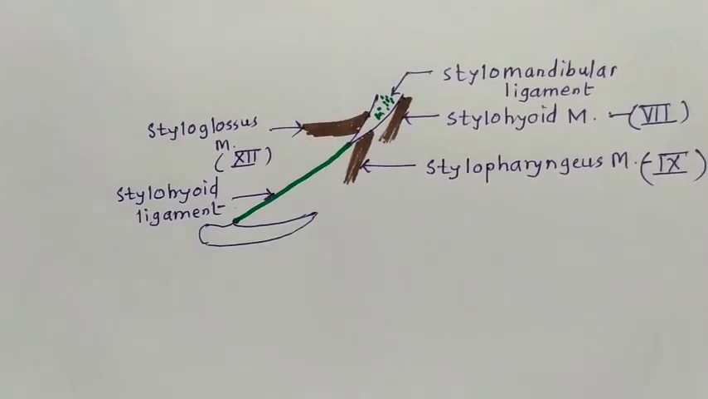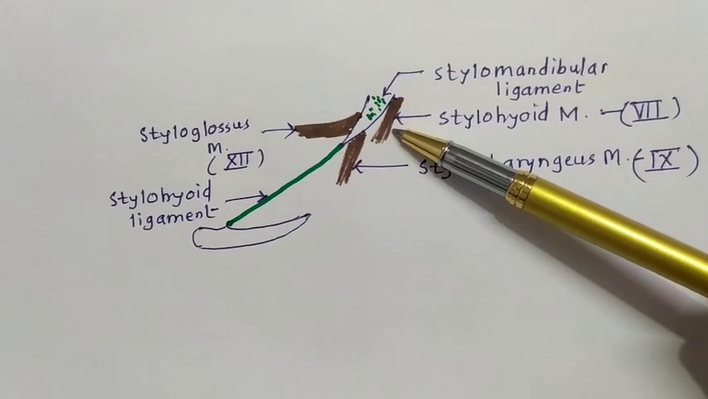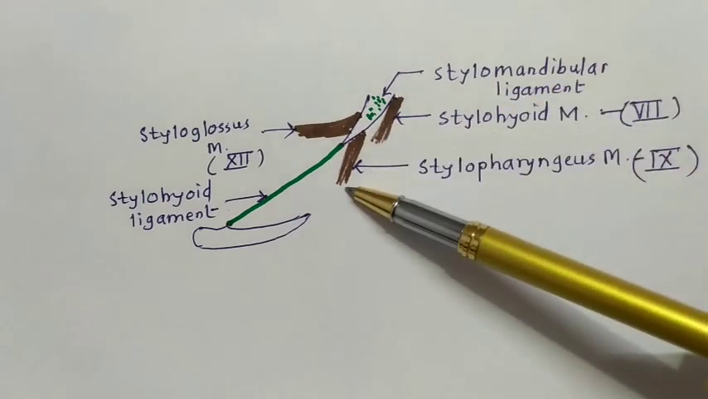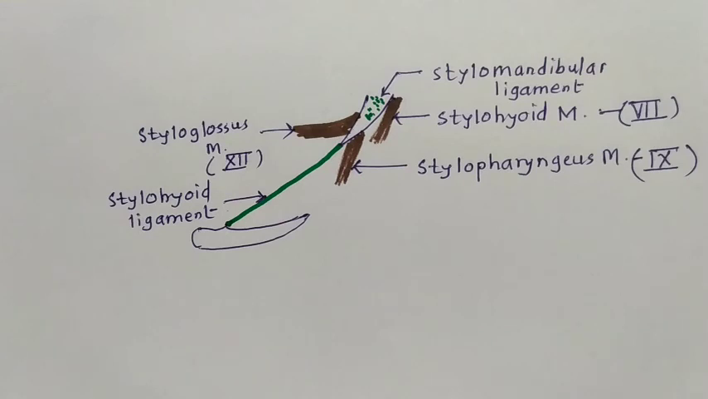This styloid process is a bone of second pharyngeal arch. The stylohyoid ligament and stylohyoid muscle also belong to second pharyngeal arch, while the stylopharyngeus muscle belongs to third pharyngeal arch and the styloglossus muscle is derived from occipital myotomes.